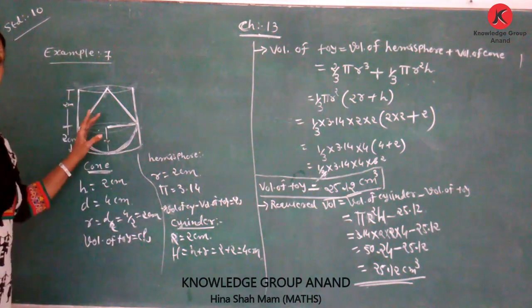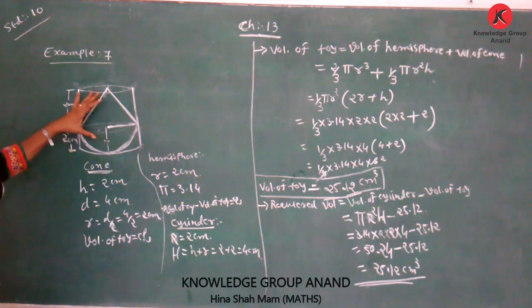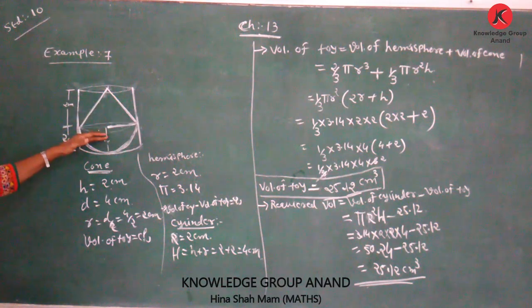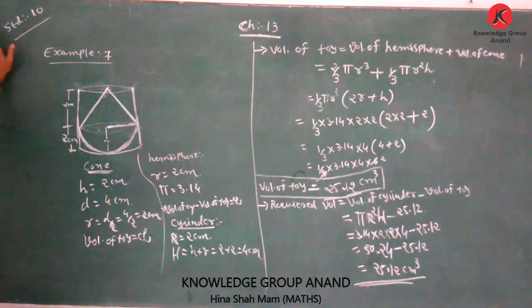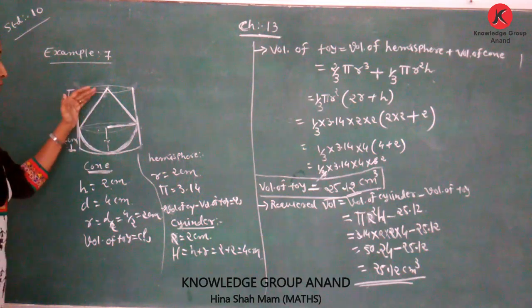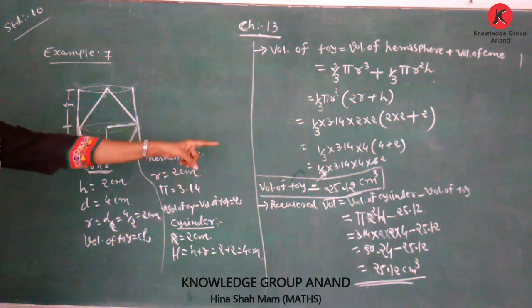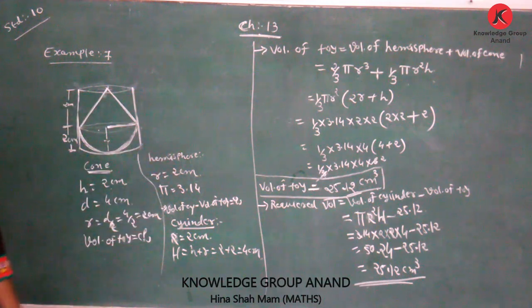Again this question, toy is form of a cone and hemisphere, and cylinder circumscribes the toy. First we find volume of toy. Volume of toy is equal to volume of cone plus volume of hemisphere. Then answer, volume of hemisphere plus volume of cone is equal to 25.12 centimeter cube.